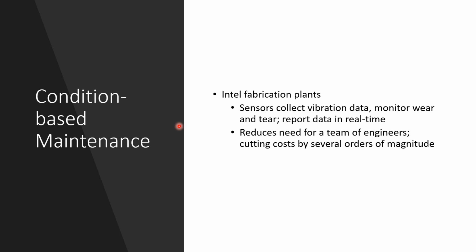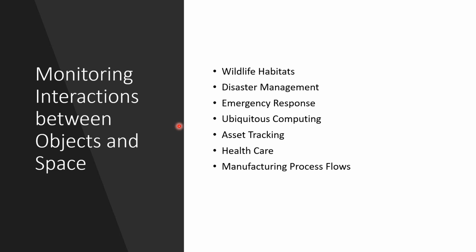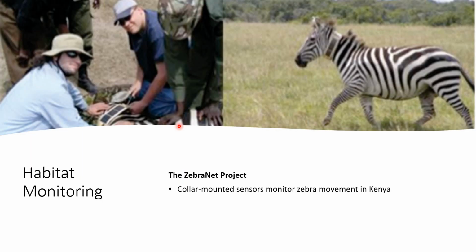So this was an example of monitoring an object instead of an area. Next we're going to see examples of monitoring both area and objects together. Wildlife habitats: in this case, you have to monitor the health of the animal as well as the environment or the ecology. Just like that, examples include disaster management, emergency response, ubiquitous computing, asset tracking, healthcare, manufacturing process flows, and so on. These are all examples where you have to monitor both the object and also the area where the object exists.